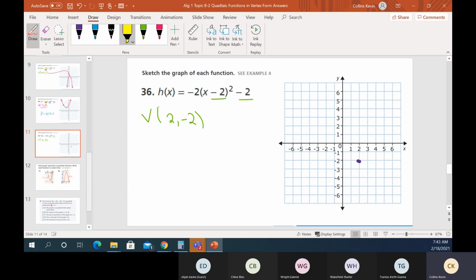And then we've got the 2 out front. So again, just kind of use the symmetry of the thing. We can go to the right one, and then we'll have to go down 2. Here's a point. Go to the left one, also go down 2. Very symmetrical. Quite frankly, that's enough for what we need. We know it's going to basically look like this. And that's it. Way easier than you thought, huh?